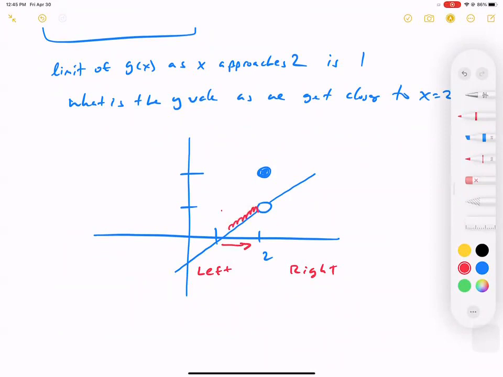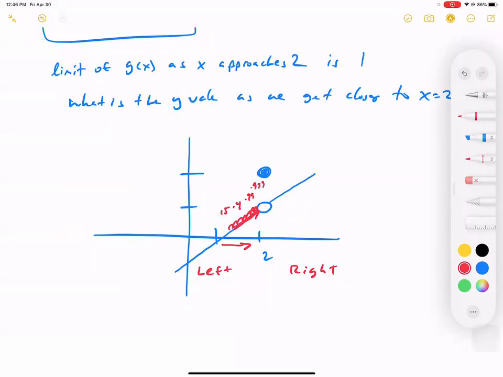It's becoming 0.5, 0.9, 0.99, 0.999. So are you guys okay that it's getting closer as it approaches? As x approaches 2, the y value is getting closer to 1. Okay, that's examining from the left side.